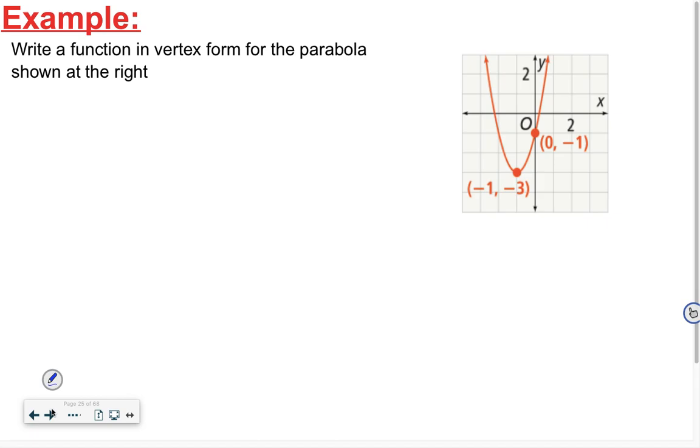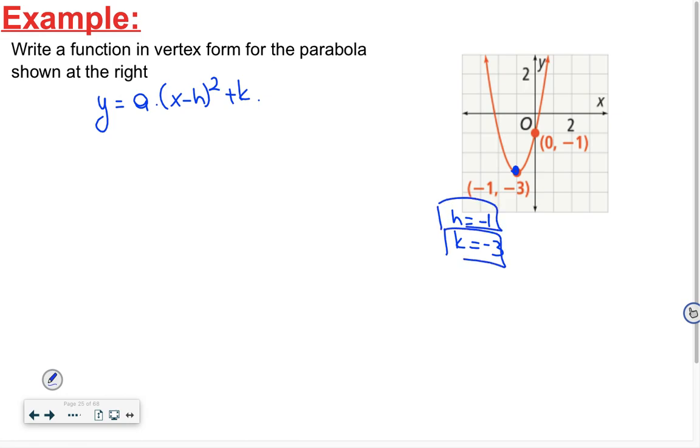Now, in the previous question, we were trying to graph the given function. In this question, the graph is given and it's asking you to write the function in vertex form. All right, let's do it. First, you need to remember what the vertex form is. Vertex form is a times x minus h squared plus k. If you look at this graph, what is the vertex, ladies and gentlemen? Negative 1 and negative 3. So h is negative 1, k is negative 3.